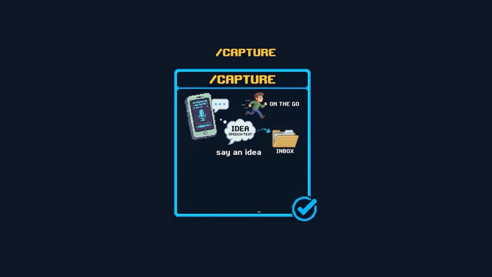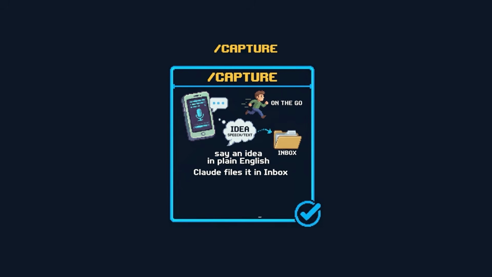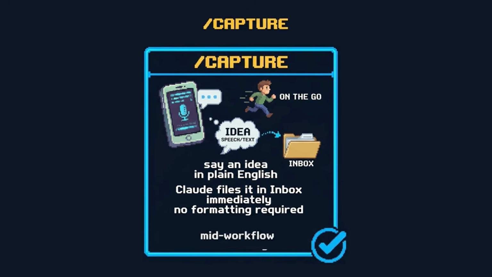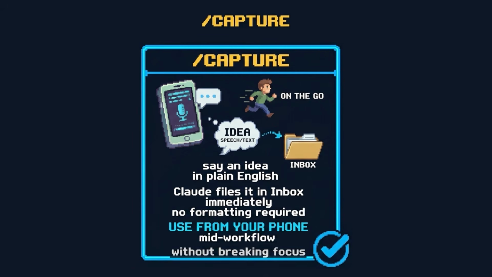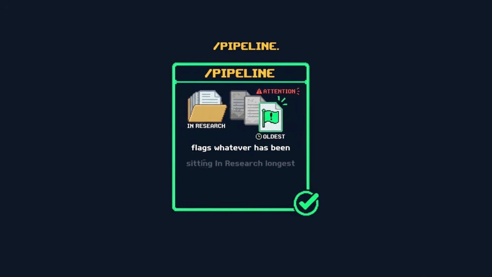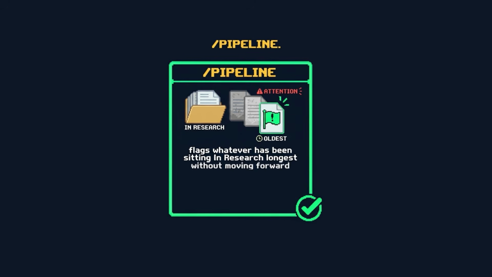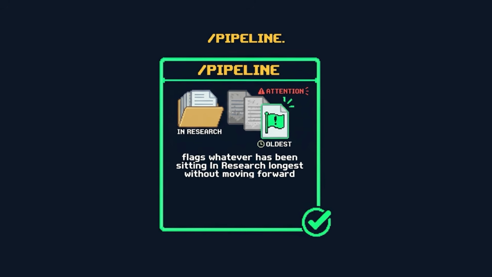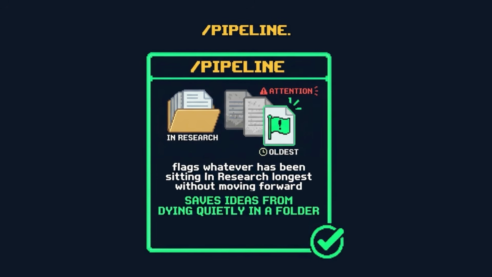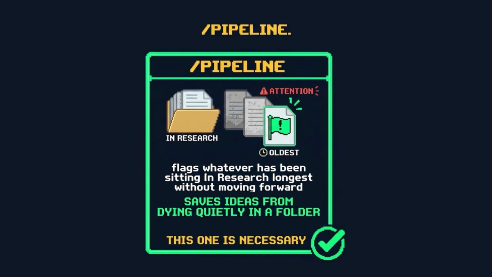/capture. Say an idea in plain English and Claude files it in inbox immediately. No formatting required. Best used mid-workflow or from your phone when you don't want to break focus. /pipeline. Claude flags whatever has been sitting in research longest without moving forward. This is the one that actually saves ideas from dying quietly in a folder. The other two are useful, this one is necessary.